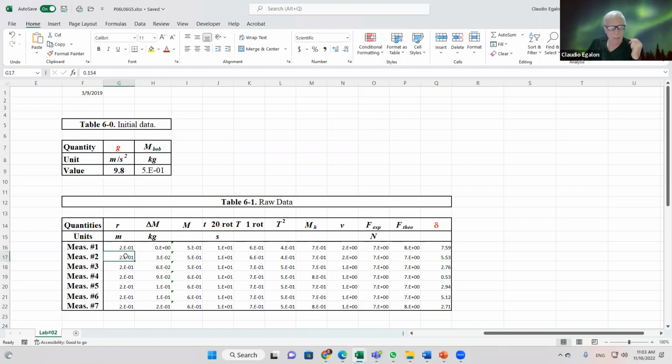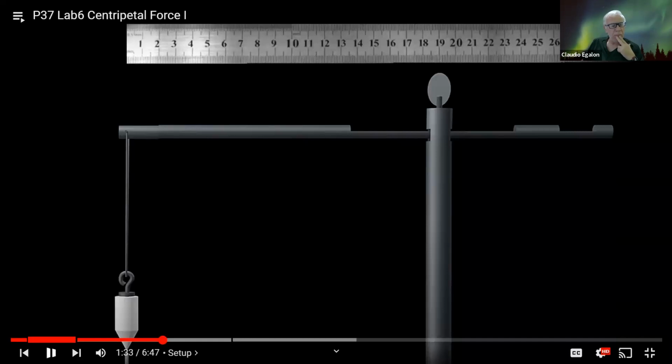Since we are using the same radius, all you gotta do is to repeat the same measurement for all. Oh, by the way, seven different measurements. Take this measurement from the center of the rotating shaft to the tip of the mass bob. Log it in the spreadsheet.